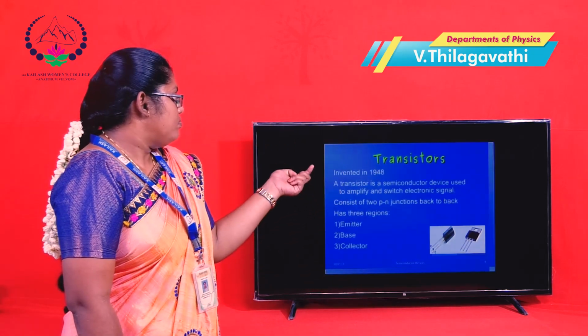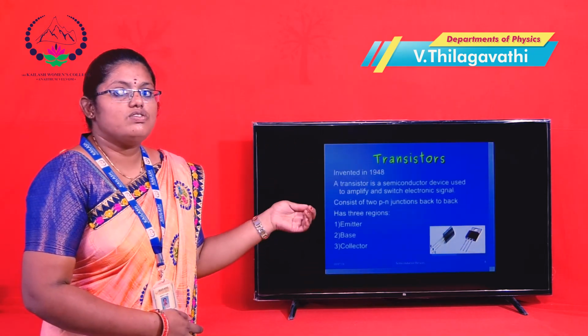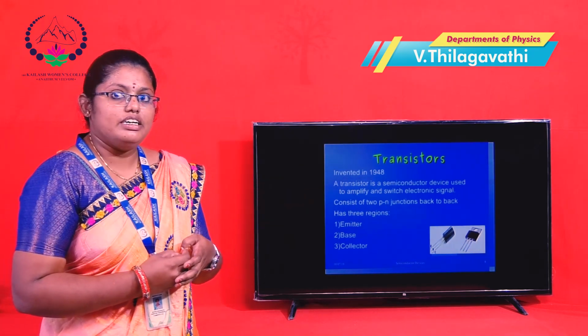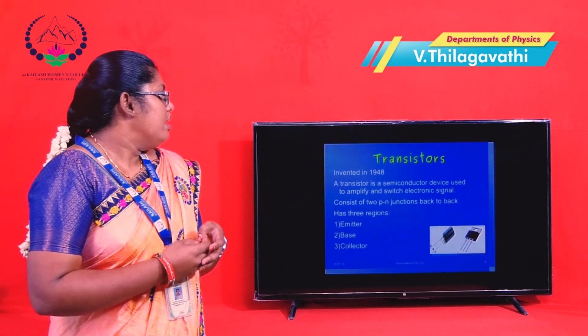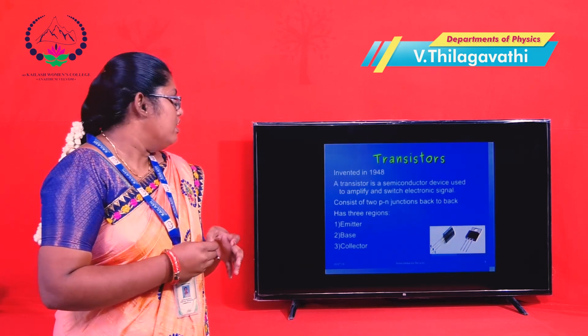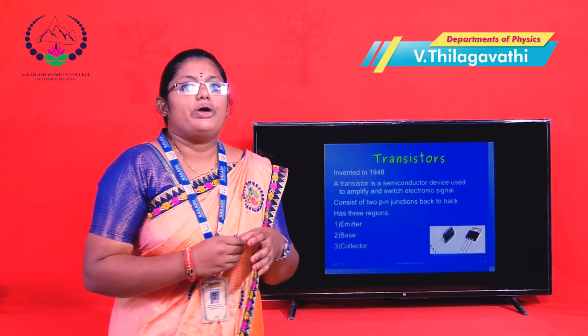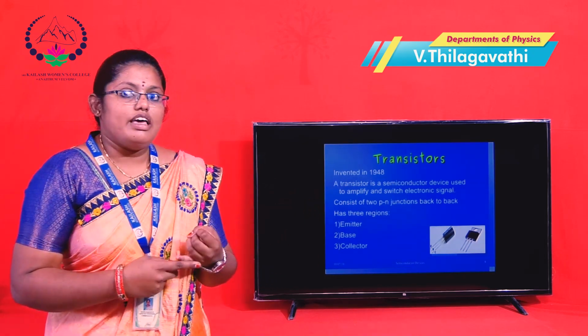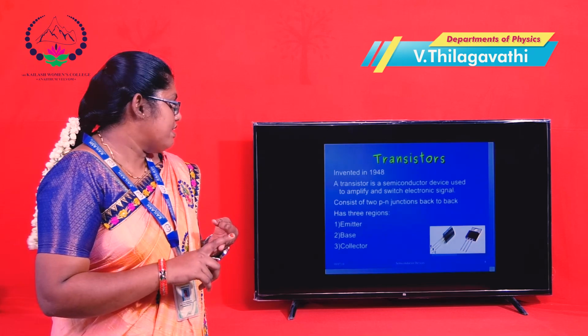Next one, transistor. Transistor was invented in 1948. Transistor is also a semiconductor device and is used to amplify and switch electronic signals. It consists of PN junction diodes connected with back-to-back terminals. It has three regions. One is emitter, another is base, another is collector.